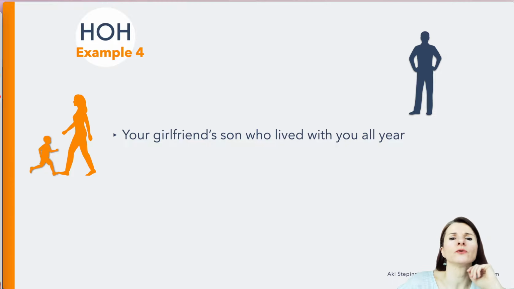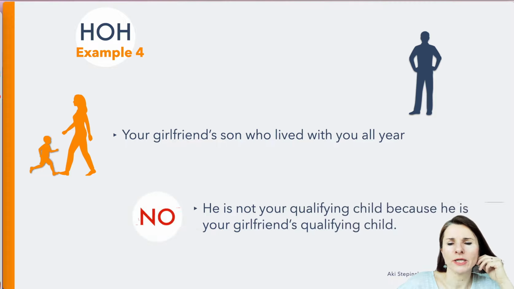Now, what about if your girlfriend's son was living with you all year? He is not your qualifying child because she is claiming him, unless she's not. But in this situation, we don't know other information. If she is claiming the child, then obviously you wouldn't be able to file as head of household.